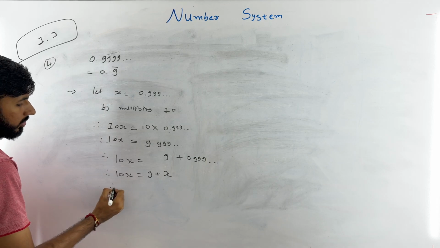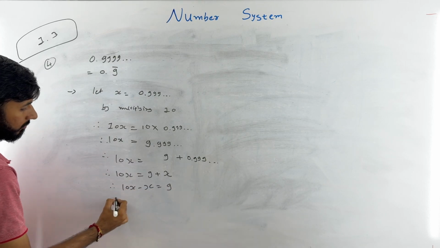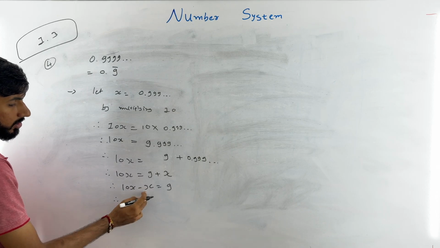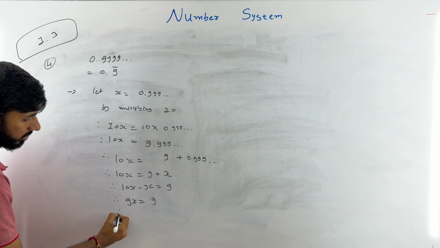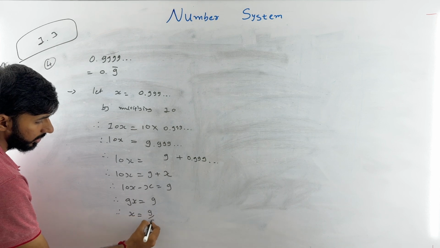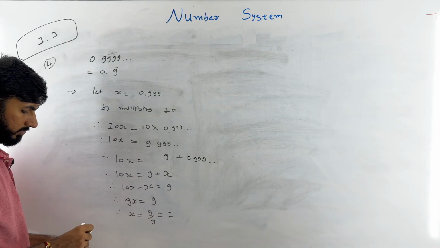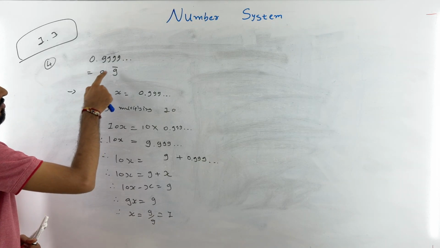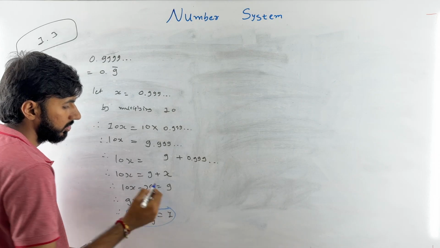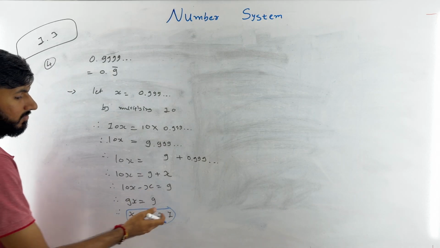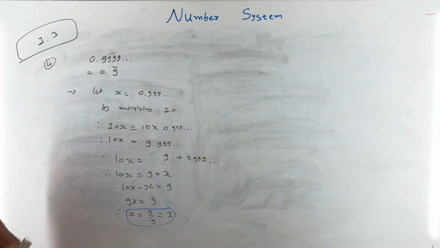Now if I put x on this side of the equal sign, it will be minus. If I subtract x from 10x, my answer will be 9x equal to 9. So x equals 9 divided by 9. If I cancel this, my answer will be 1. So here you can see the value of 0.999... is equal to 1. Is it in the form of p by q? Yes, 1 divided by 1 or 9 divided by 9, it is in the form of p by q.